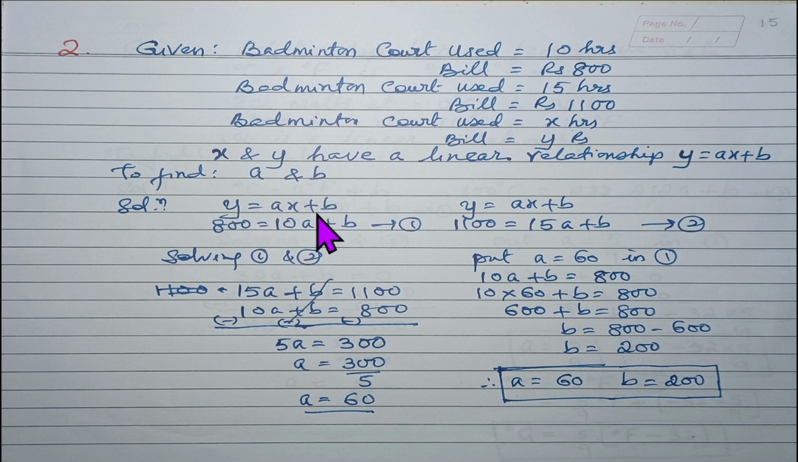Now let us take y is equal to ax plus b. When y is 800, then x is 10, therefore 10a plus b. When y is 1100, then x is 15, and therefore 15a plus b. Now solving these two equations, we get 15a plus b is equal to 1100, 10a plus b is equal to 800. Subtracting, we get 5a is equal to 300, a is equal to 300 by 5, and a is equal to 60. Putting the value a is equal to 60 in one equation, we get 10a plus b is equal to 800, 10 into 60 plus b is equal to 800, and b is equal to 200. Therefore a is equal to 60 and b is equal to 200 are the values of a and b of the example. So please follow that.